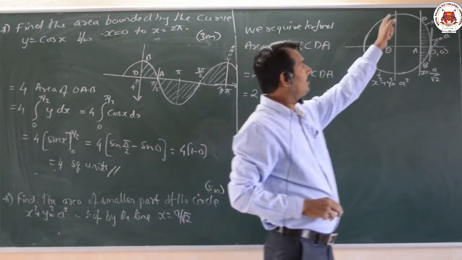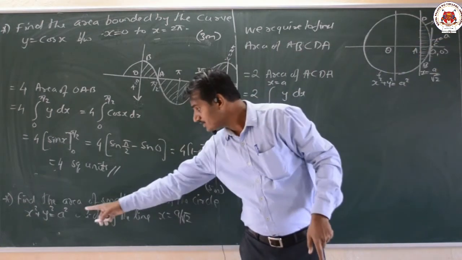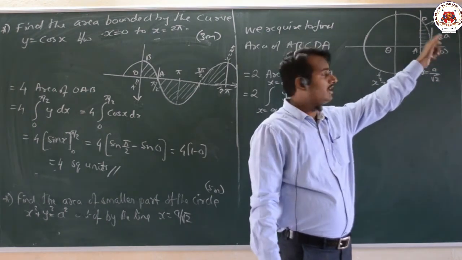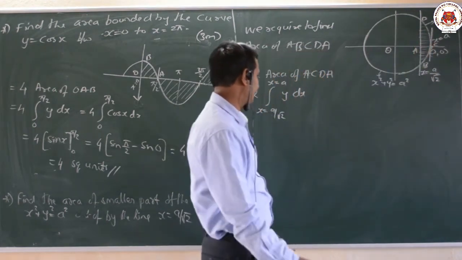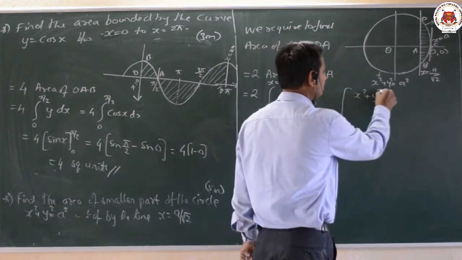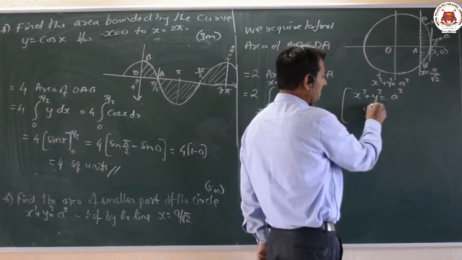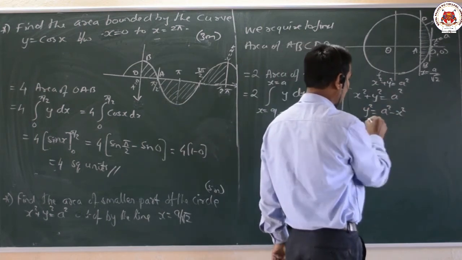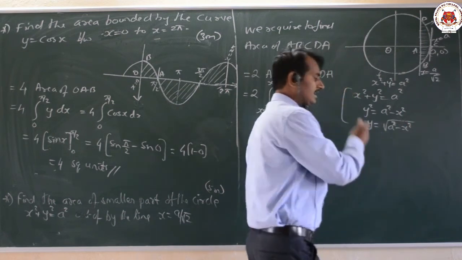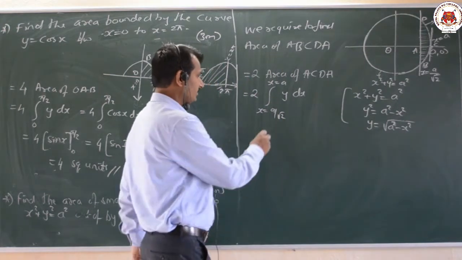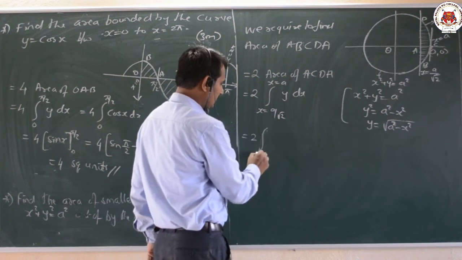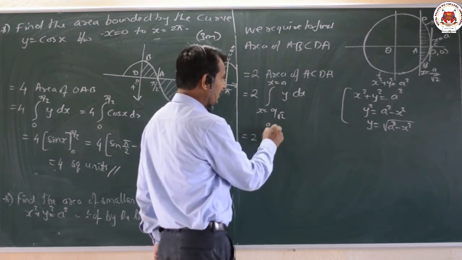What does y mean? It is the equation of the circle, the area under the circle from the line x equal to a by root 2 to x equal to a, along with the x axis. But what is the value of y here? That is unknown. X square plus y square is equal to a square is given, so y square is equal to a square minus x square, which implies y is equal to root of a square minus x square. I will substitute that here, so it is 2 into the integral from a by root 2 to a of y, where y means root of a square minus x square.